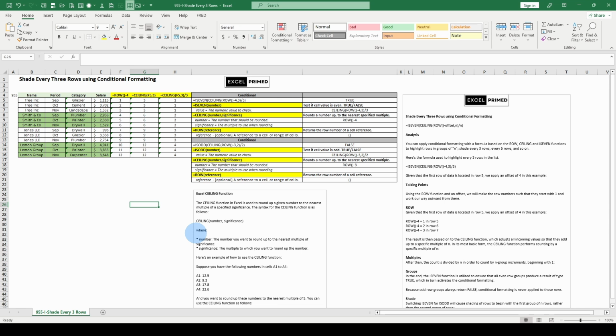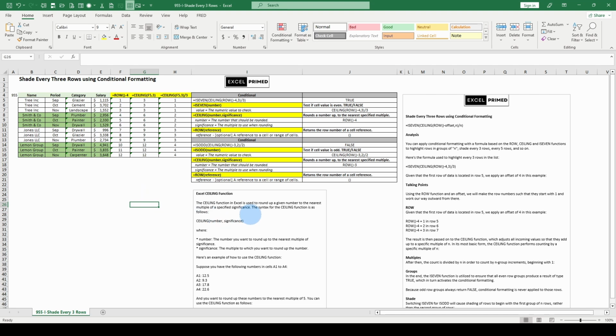We're going to act as though we're the conditional formatters, okay? This is looking at how Excel is going to highlight every 3 rows. Here, we're going to use ISEVEN. We're going to use ISODD. We're also going to throw in the CEILING function and the ROW function because we have to identify even rows and the odd rows. Let's take a look here.